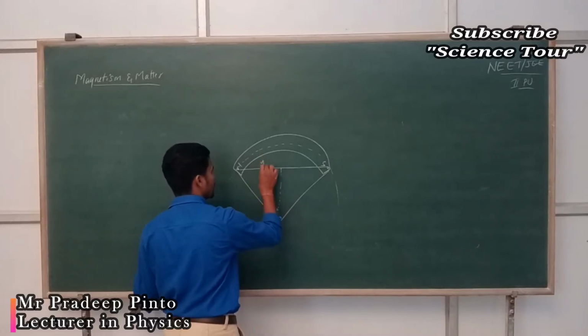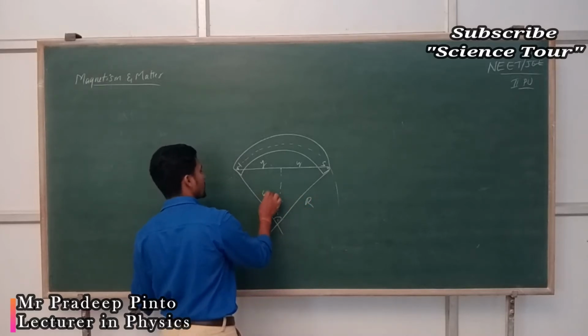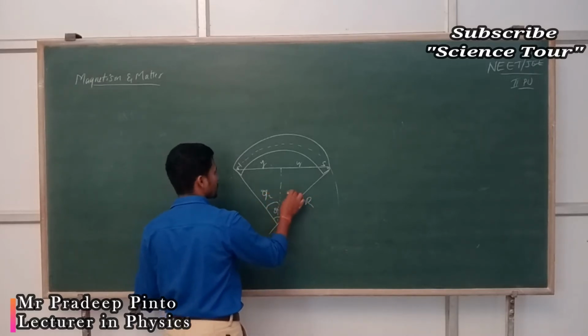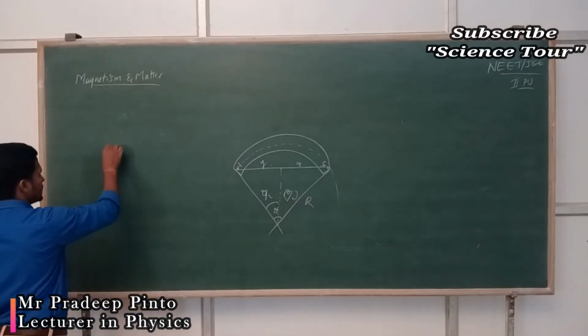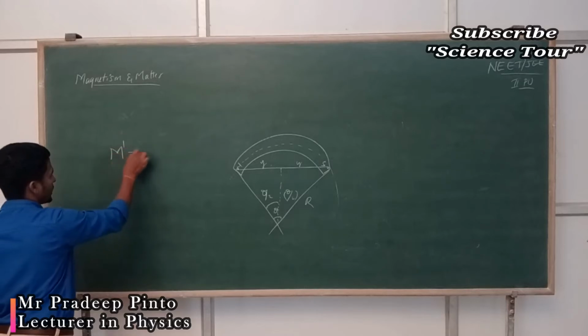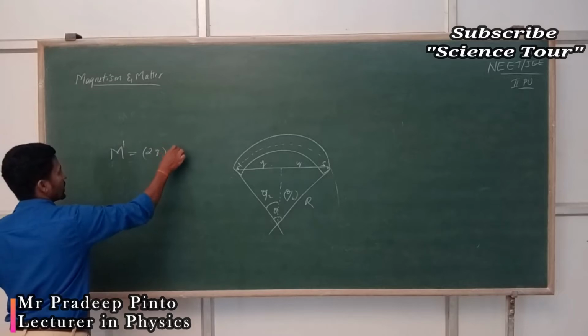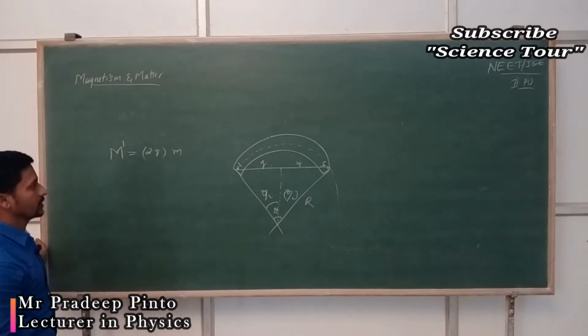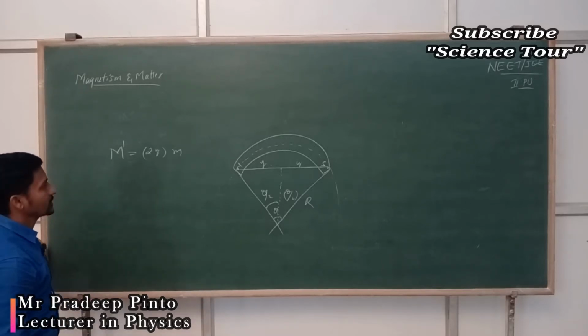So I will write this as y, and this also as y. This is r, so this becomes theta by 2, and this also becomes theta by 2. Now what is the magnetic moment? The changed magnetic moment is 2y into pole strength. The pole strength remains the same, we are not going to affect it, but the distance between them has changed. What is that 2y? We have to find out.